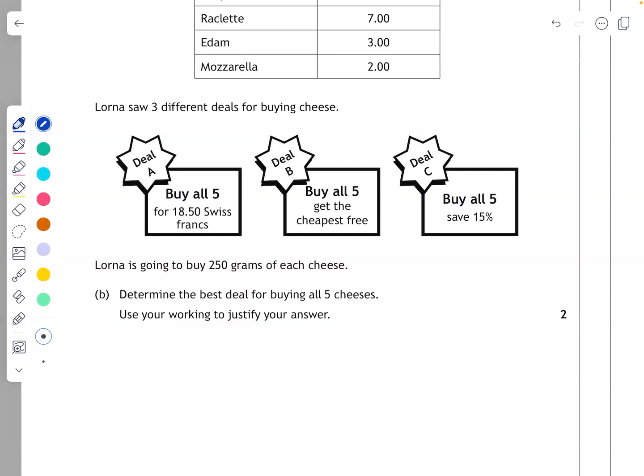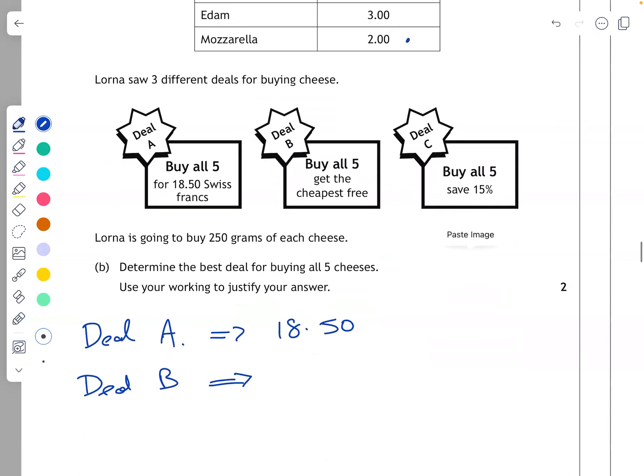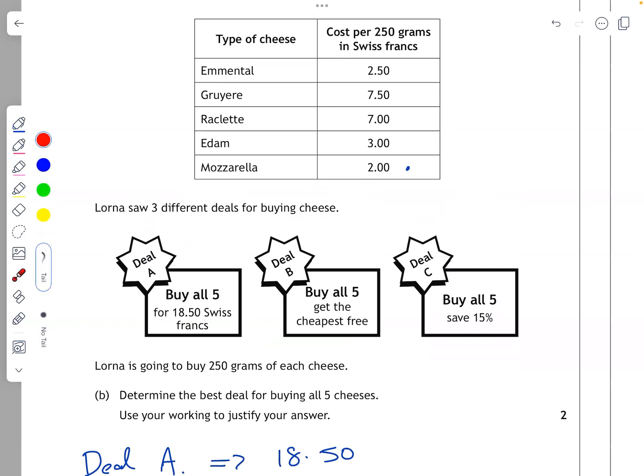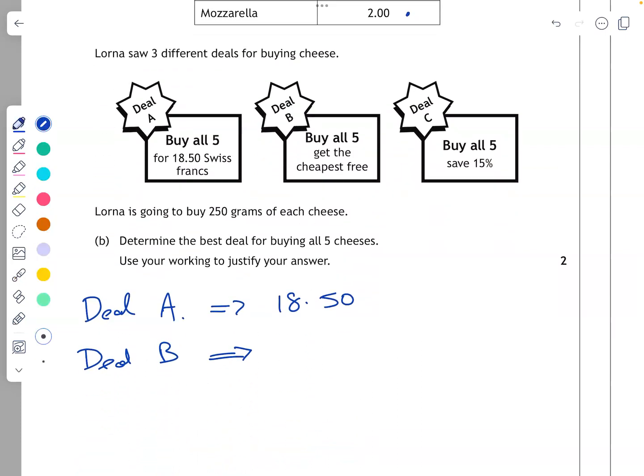So let's do it deal by deal. Deal A first of all. All 5 for 18.50. So deal A comes to 18.50. Deal B, all 5, cheapest free. So let's identify which is the cheapest first of all. So we've got 2.50, 7.50, 7.32. So the last one there, the mozzarella, is the cheapest. So we're going to add all of the others up. So 2.50 plus 7.50 plus 7 plus 3. And that will come to 20 Swiss francs.